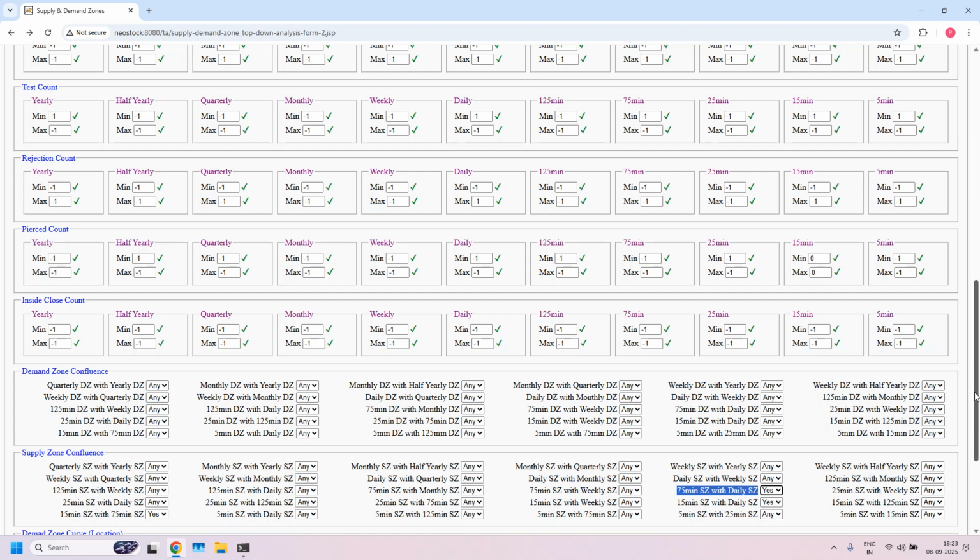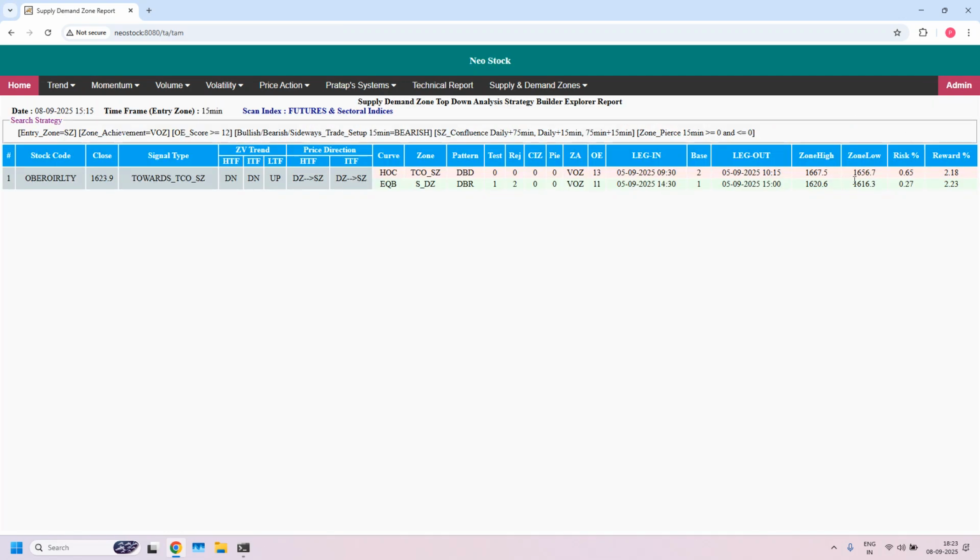With all the 3 filters, we got only one stock. So this 15-minute supply zone is overlapped with 75-minute supply zone. Both together again overlapped with daily supply zone. And daily trend is downtrend.